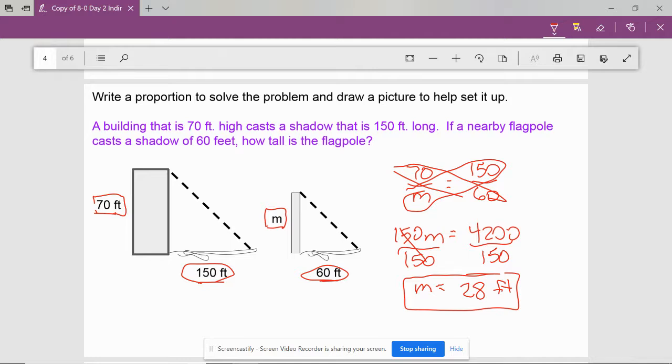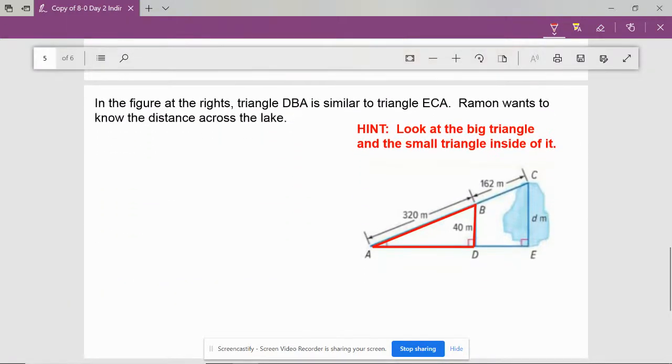And that is going to be a similar figure to the building because it's all proportional. Okay, so let's move on to our next slide. In the figure to the right here, we look at triangle DBA, marked in red, which is similar to triangle ECA. So this is the big triangle. So we have a smaller triangle inside of a larger triangle.